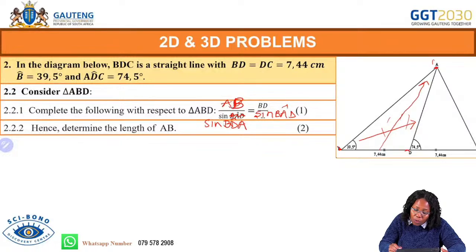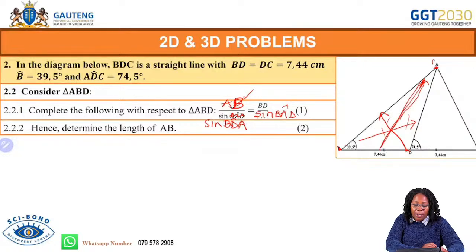BDA, it goes with side AB, correctly? And then now followed by BD. BD is correct, it goes with BAD there. As you can see, that side goes with that angle there. Okay, sorry for that mistake, grade 12.